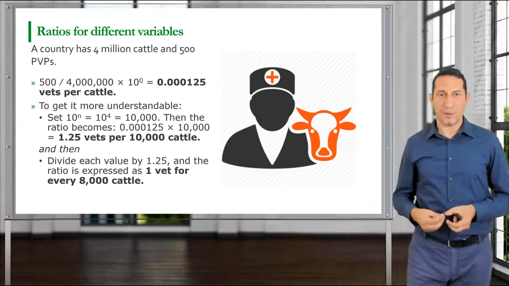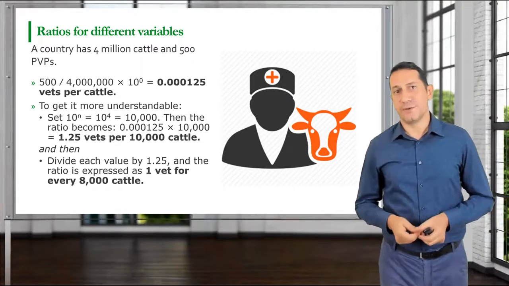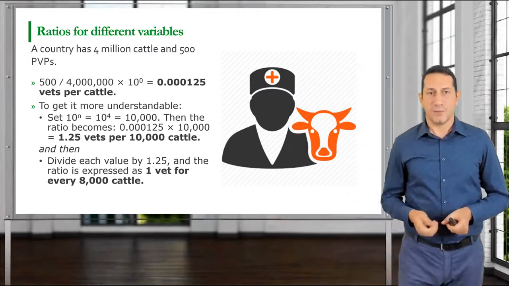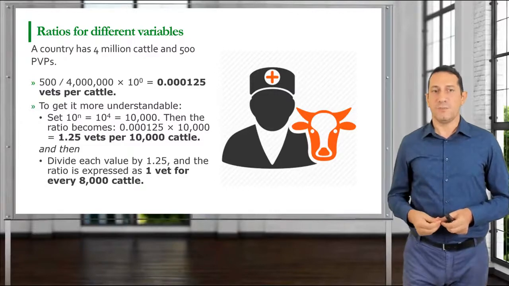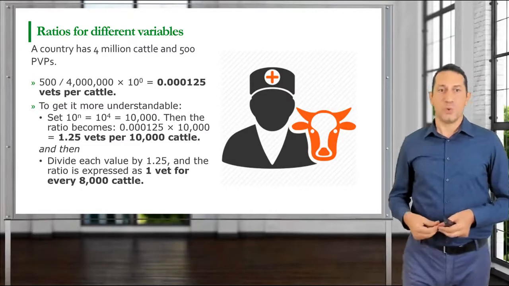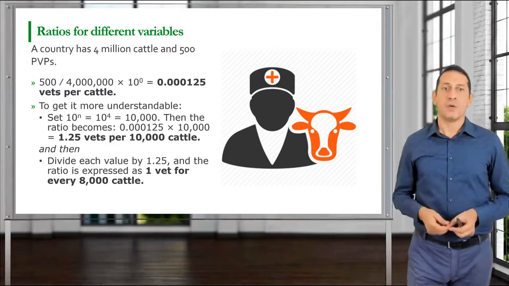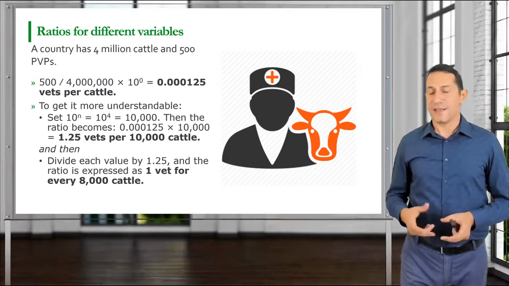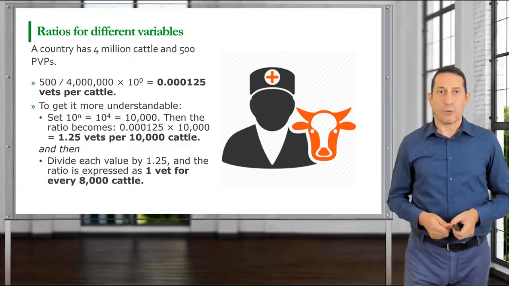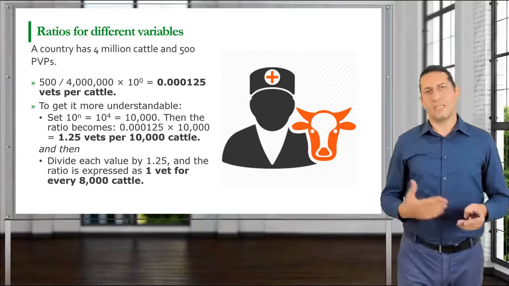So to make it more understandable, we go back to one of the properties that the ratios had and we do a simplification. To make it more understandable, we put the multiplier into the math. So from the multiplier at 10 to the power of 0, which is 1, we say the multiplier is 10,000, so it's 10 to the power of 4. And then we get 1.25 vets per 10,000 cattle, which is a little bit better than before.